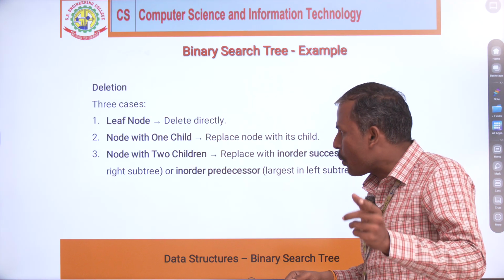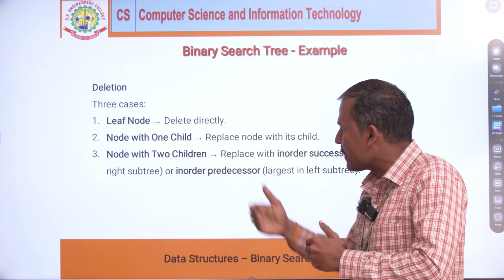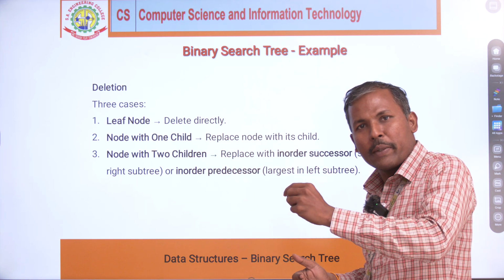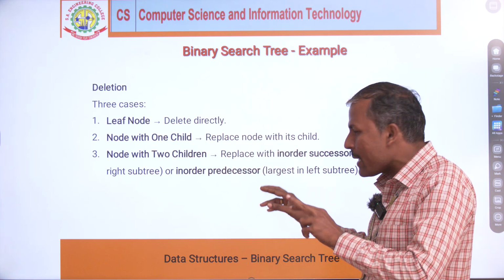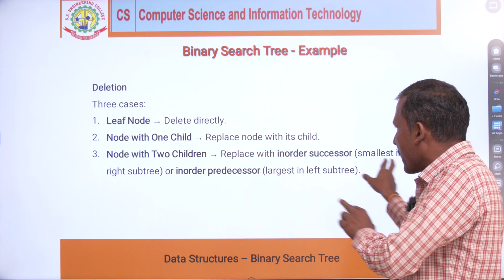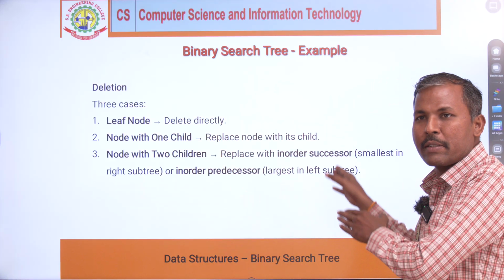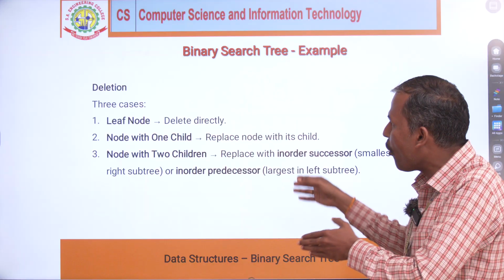And the second case, a node with one child. If you delete the root node, then the child becomes the root. Third case, a node with two children. In that case you have to replace it with the in-order successor, the smallest in the right subtree, or the in-order predecessor, the largest in the left subtree. So this is the thumb rule of deletion.